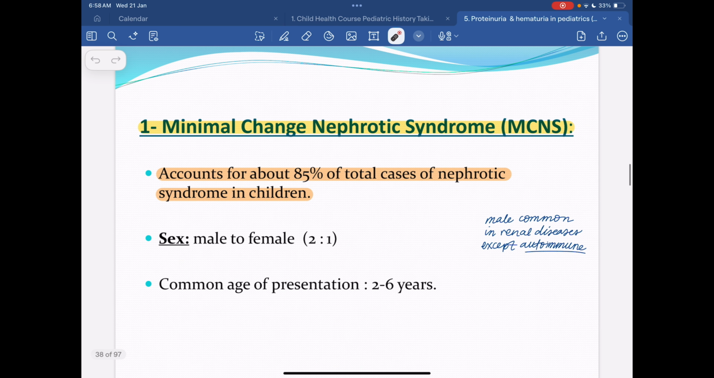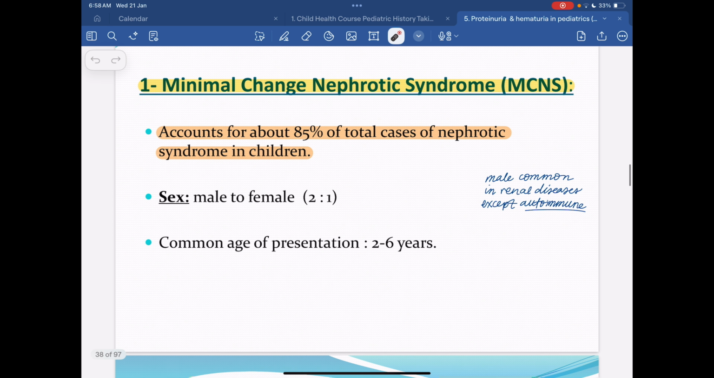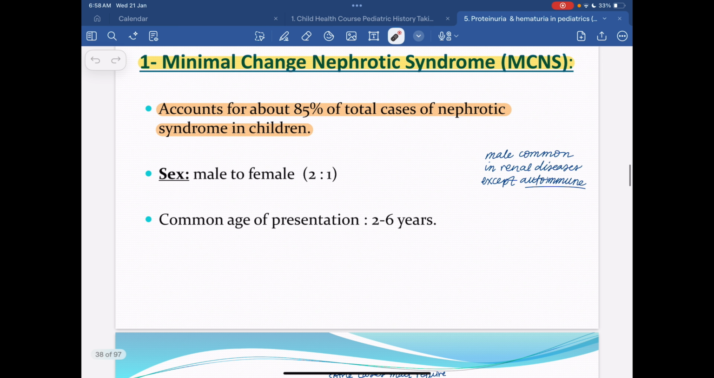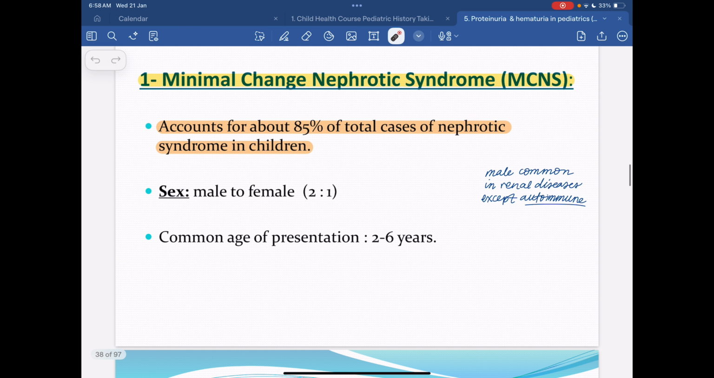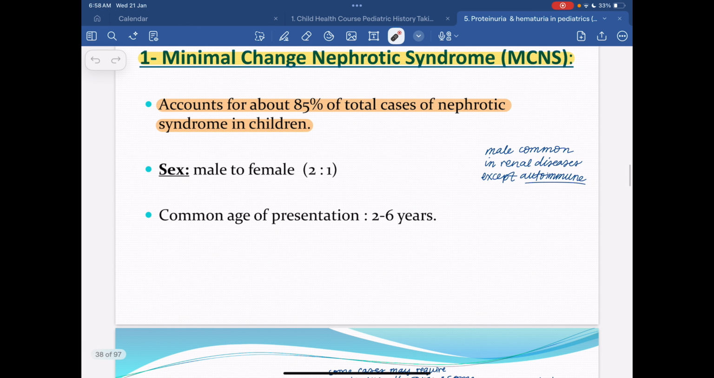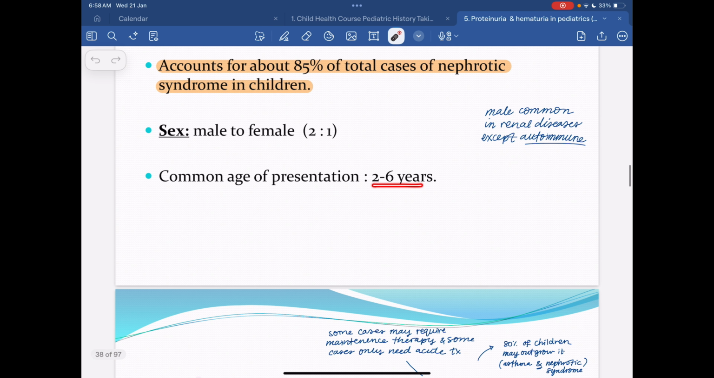طيب, first, let's see minimal change disease. It accounts for about 85% of total cases of nephrotic syndrome in children. In all of these بتلاحظون إن الريشيو male to female أكثر, المale 2 to 1. كل kidney diseases الحين. ومثل نقول طب females more لما يكون في an autoimmune cause. The common age of presentation is 2 to 6.